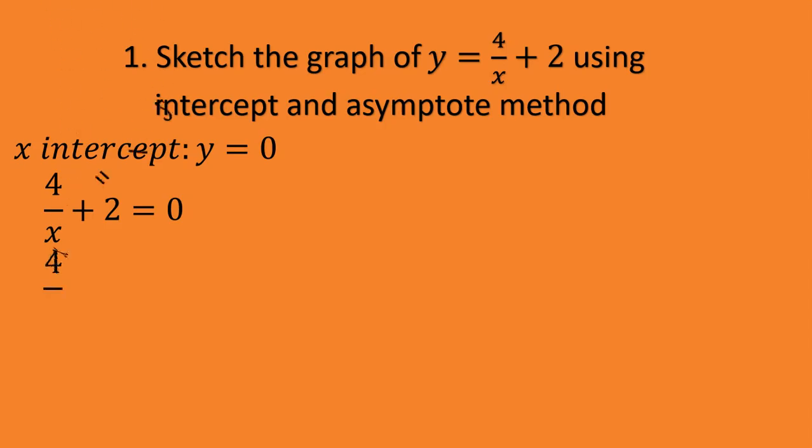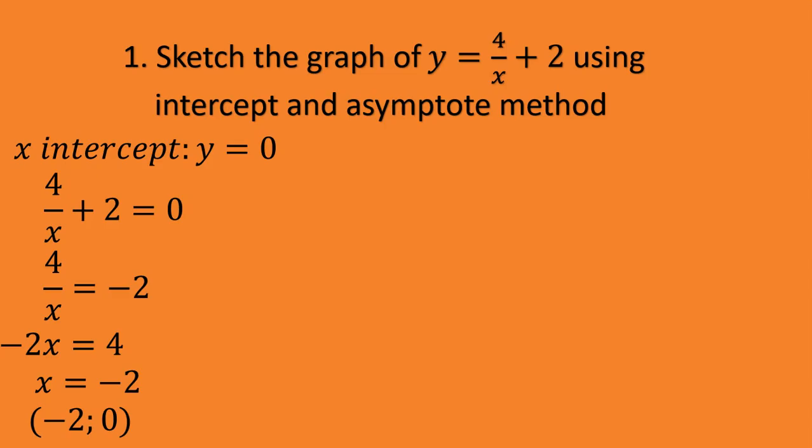We can manipulate this, and the 2 goes over, becomes minus 2, and multiply by x on both sides. We'll remove the x over there, and we get minus 2x equal to 4. We can further manipulate this, and we take the 4 and divide by minus 2, and our answer is x is equal to minus 2. So that gives us coordinates of minus 2, which we calculated, and 0 for y, which we substituted in. That gives us one set of coordinates.